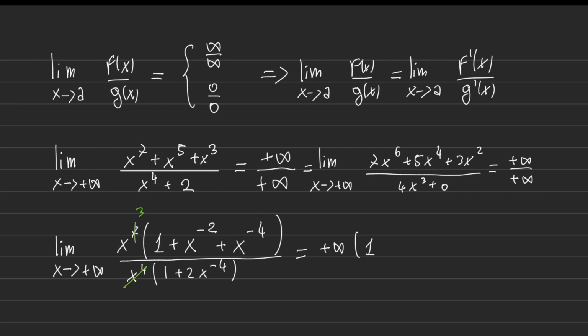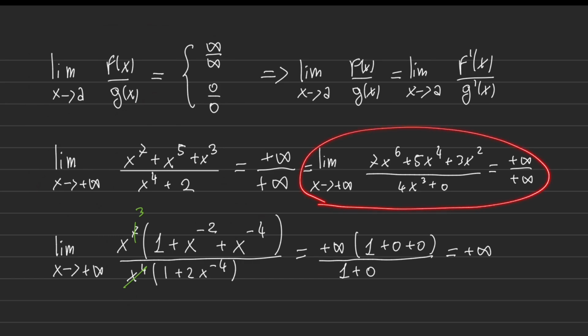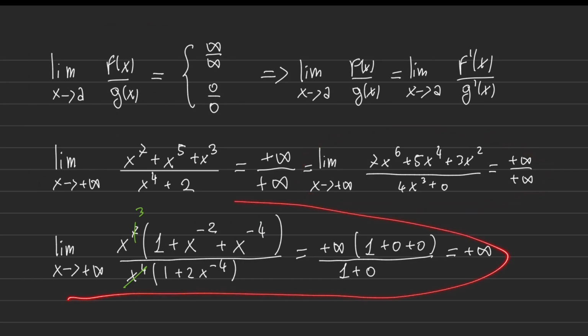So in the numerator, I get 1 plus 0 plus 0, divided by, x to the power 4 is gone, so 1 plus 2 times x to the minus 4 is still going to be 1. So at the end, infinity times 1 is infinity, so I get infinity over 1, which is plus infinity. So I was able to compute this limit without using L'Hopital's rule. I didn't have to compute any derivatives, and in just one step, I was able to solve it.